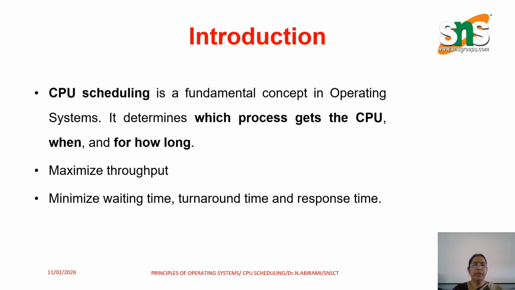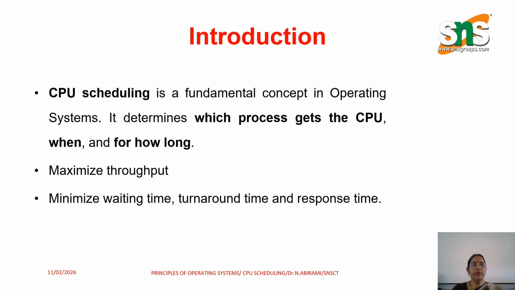CPU scheduling. CPU scheduling in an operating system is the process of selecting which process should be used by the CPU at a given time when there are multiple processes in the ready queue. That is, it determines which process should get the CPU, when, and for how long.